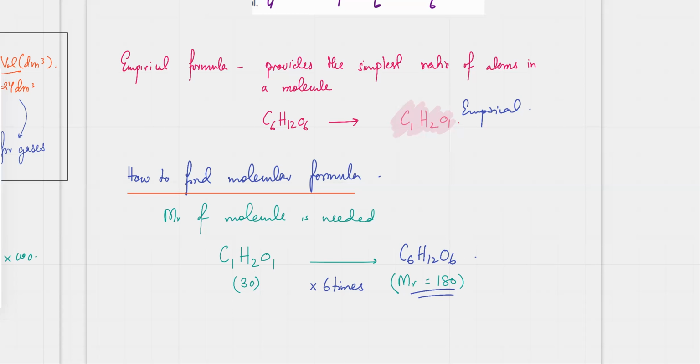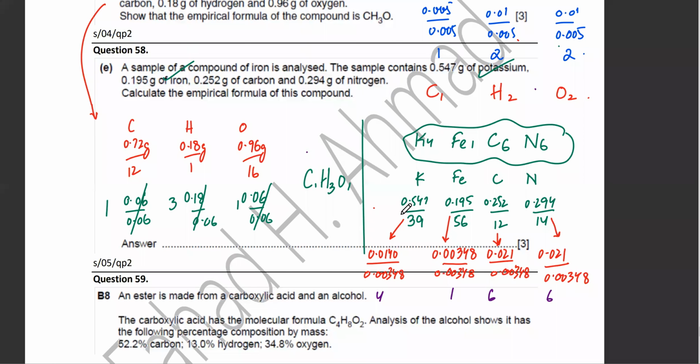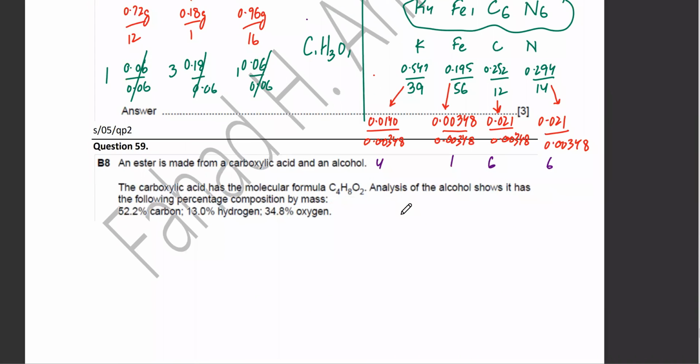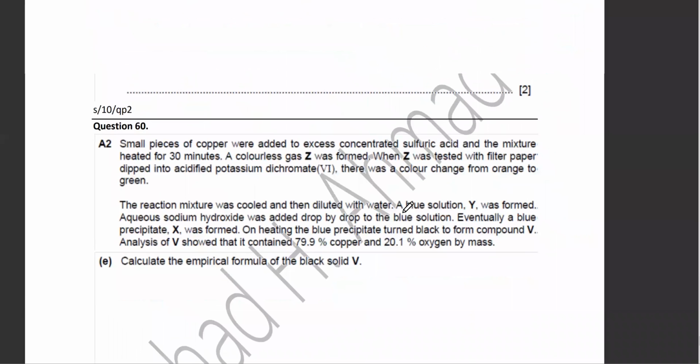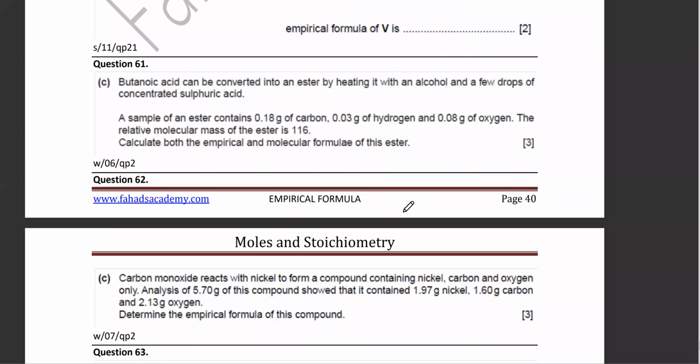Let's do a question of this kind, where the MR is given. Okay, one second. Okay, let's do this one. Over here it says there's an ester, and it says its molecular mass is given. That is 116.